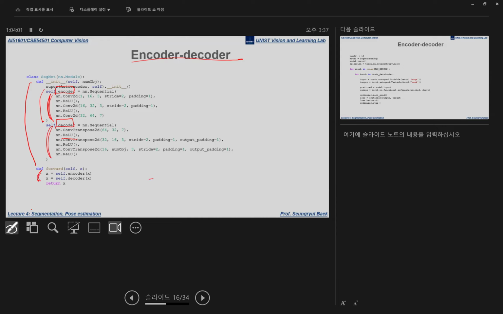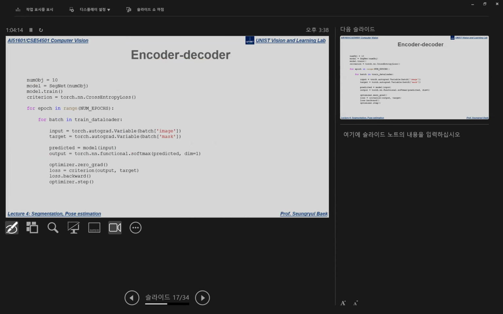And here you can implement the encoder-decoder by sequentially feeding your input X to the encoder and decoder, okay? And this is the encoder-decoder architecture. Using this type of training code, you can train this encoder-decoder for the semantic segmentation task if you are given many X and Y pairs, okay?